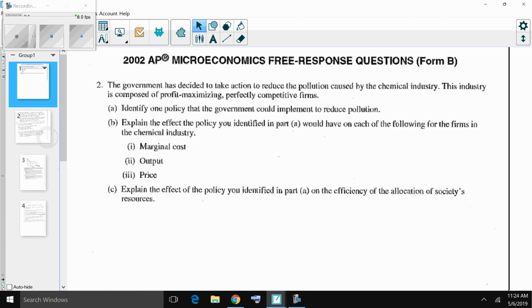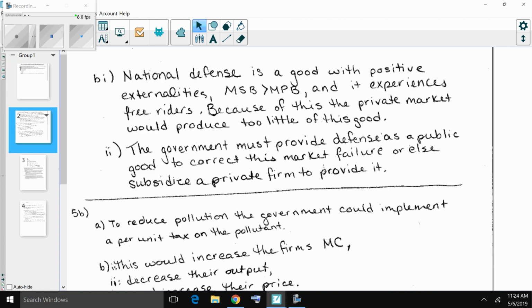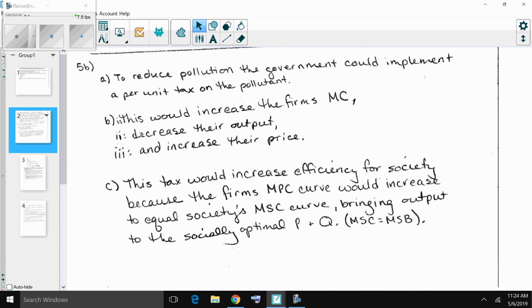So let's go back to here. All right, so here we go. A policy that they could implement to reduce pollution would be a per unit tax on the pollutant. Remember in class we said that per unit taxes are what you have to do to be more effective. The lump sum does not shift the MC curve, so quantity stays the same when you do a lump sum tax. Per unit taxes are variable, so that makes the marginal cost curve shift, and that would be what we would want to do. Part B, this would increase our marginal cost, decreasing our output and increasing our price.